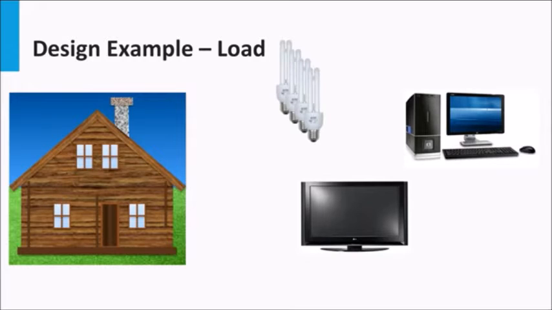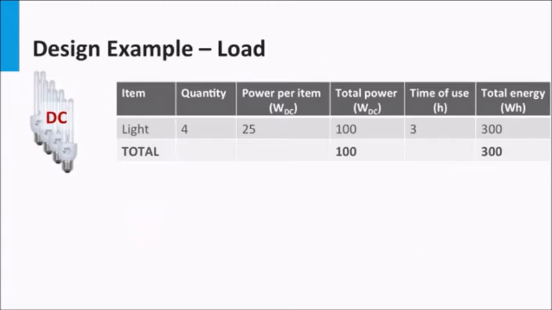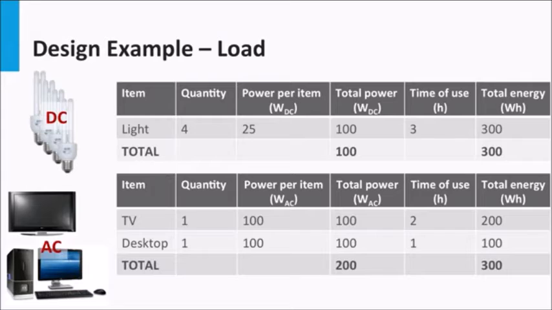Let's assume that three simple kinds of loads are required to be powered: light, TV, and desktop computer. The lights are supposed to be DC powered, while the TV and the desktop computer are AC powered. The required quantities of each kind of load, along with the duration of usage, are also mentioned. The total power and energy requirements have been tabulated here as well. Both the DC loads and the AC loads require a total energy of 300 watt-hours each per day.